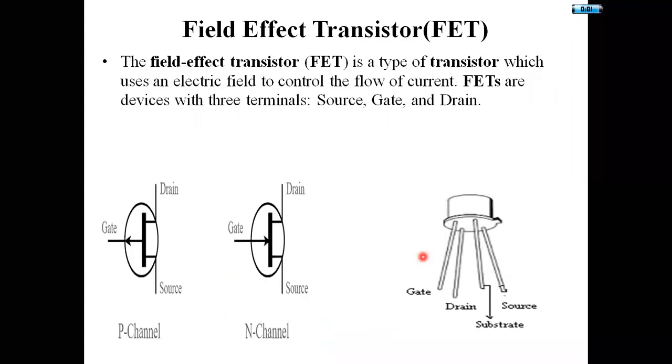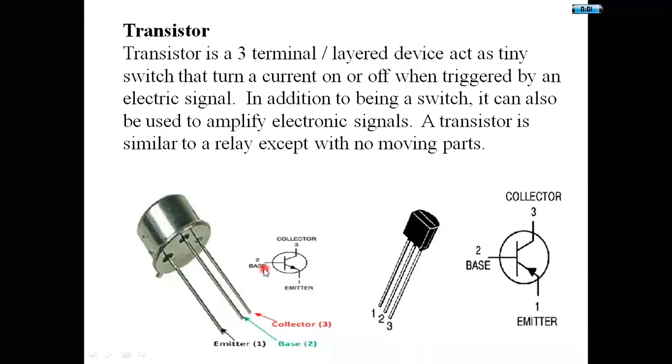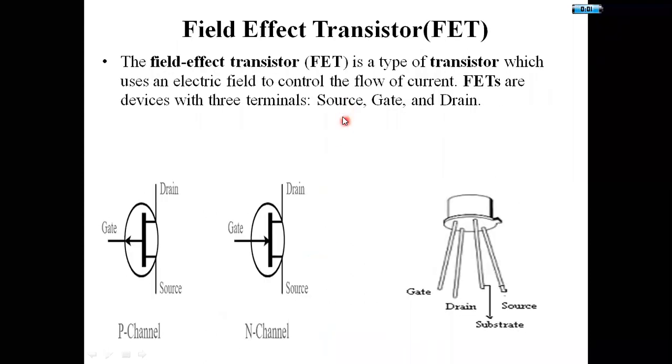Next one is field effect transistor, FET. Field effect transistor uses an electric field to control the flow of current. FETs are devices with three terminals: source terminal, gate terminal, and drain terminal. The analogy between those two: this source acts as emitter, gate terminal is base terminal, drain terminal is collector terminal. They act just like the emitter, base, and collector. Source, gate, drain, we will see in-depth concept later on.